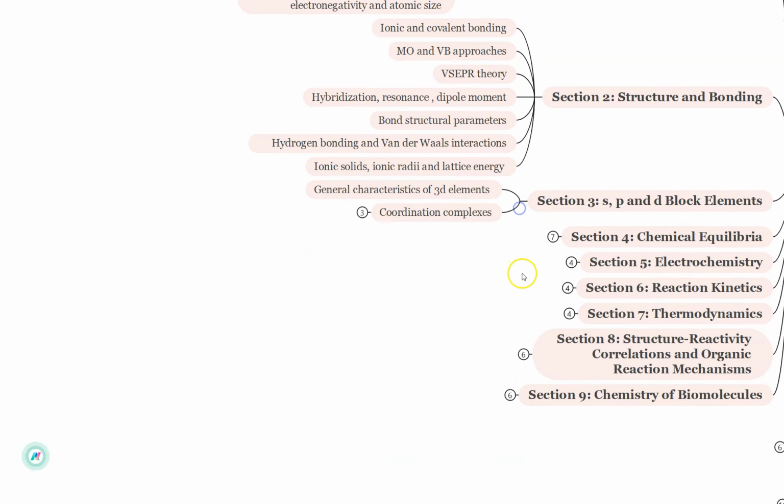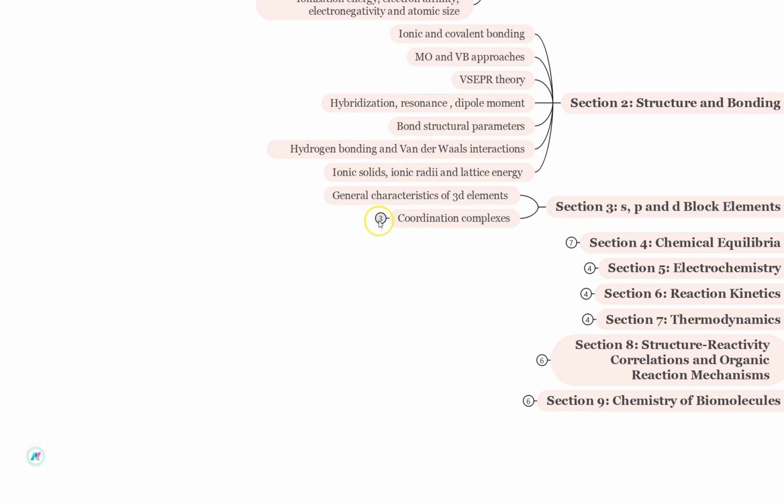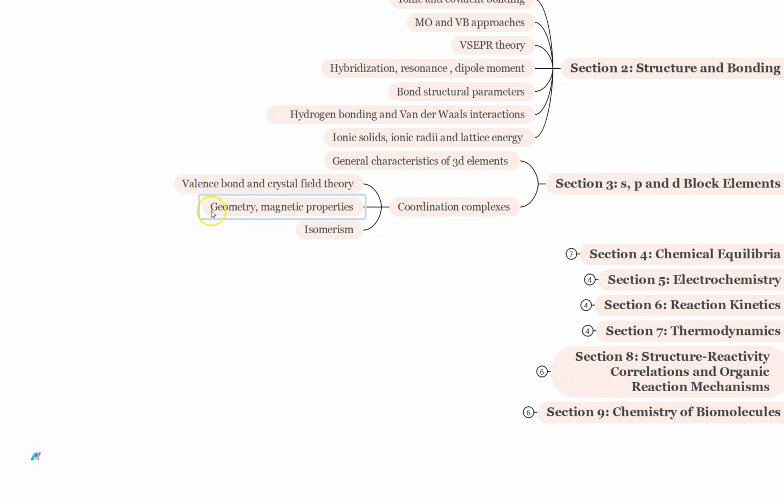From section 3, which is s, p and d block elements, study the general characteristics of 3d elements and the coordination complexes, from which study the valence bond and crystal field theory, geometric and magnetic properties, and isomerism.